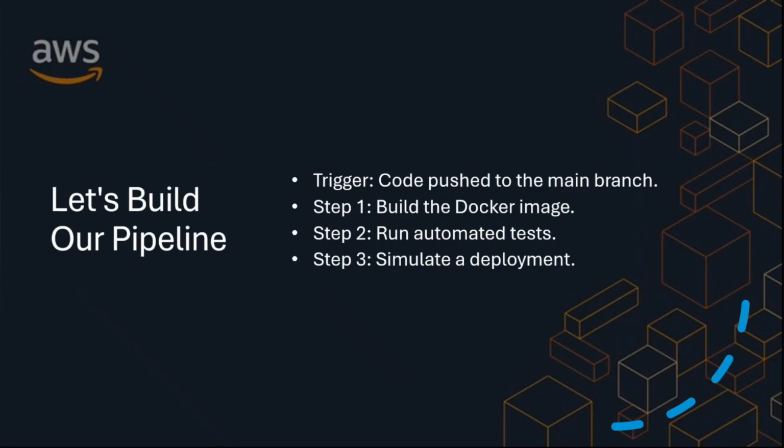Today we will build a simple yet powerful pipeline. Our pipeline will be triggered every time we push code to the main branch. The pipeline will then build a Docker image, run some tests, and finally it will perform a simulated deployment. This simulation will get you ready for our next video, where we will do a real deployment to a Kubernetes cluster.